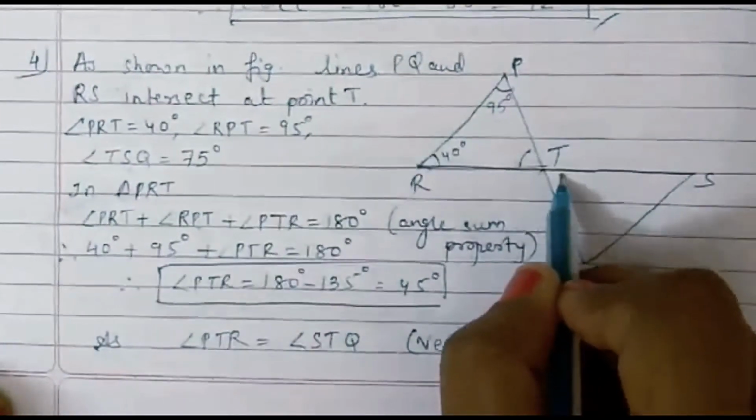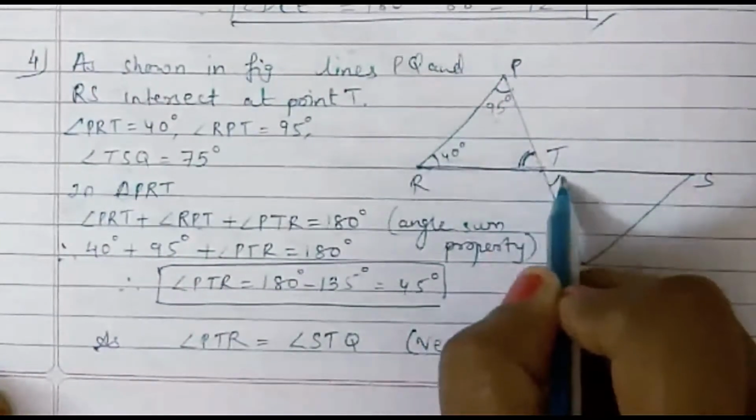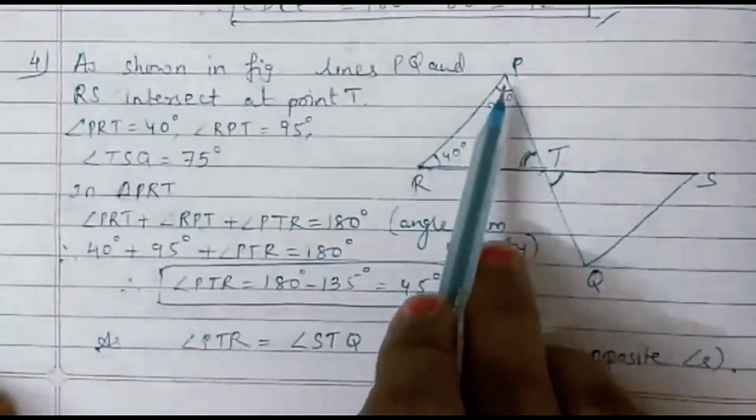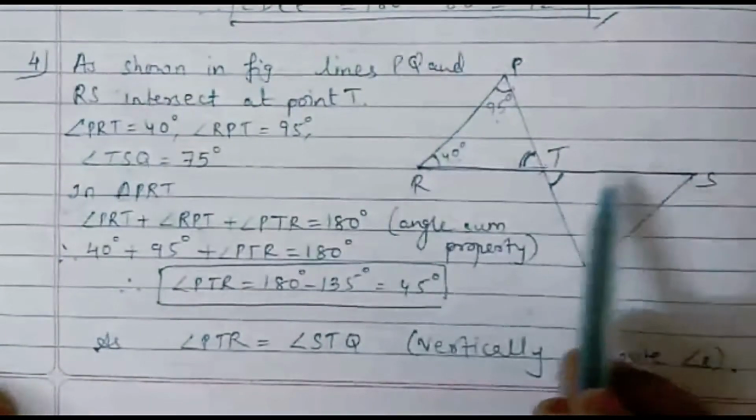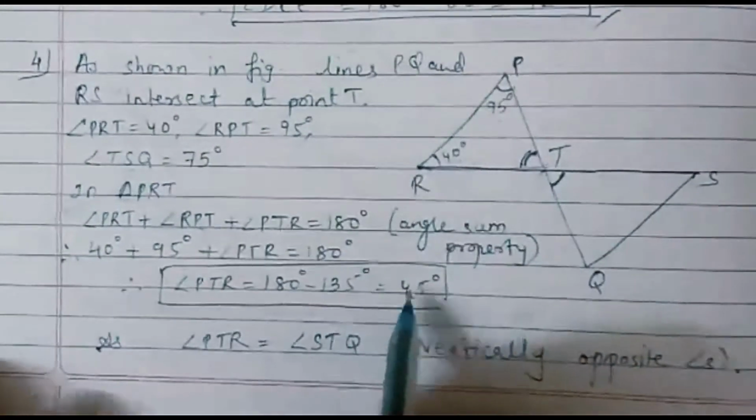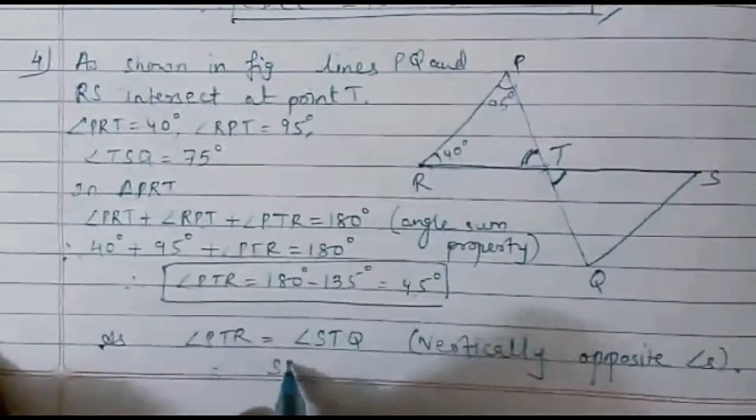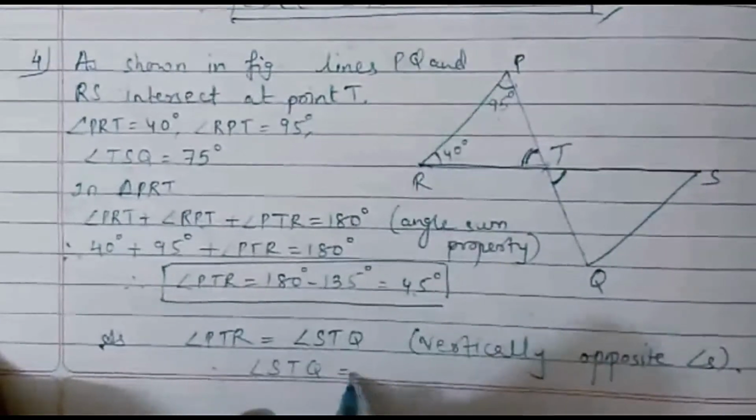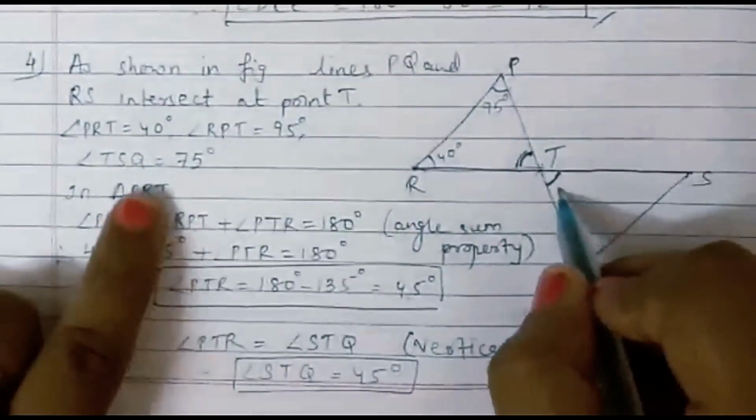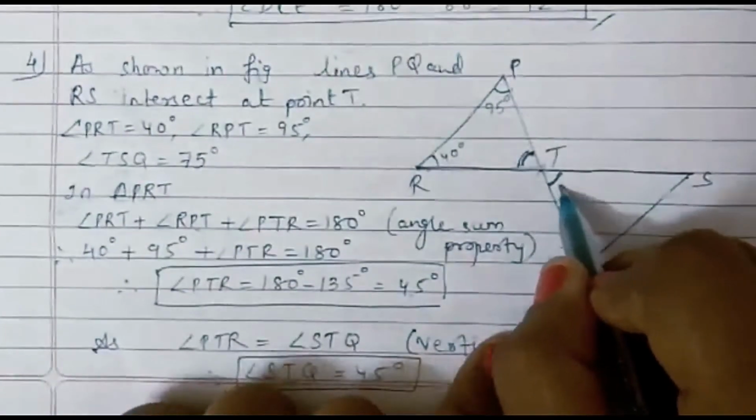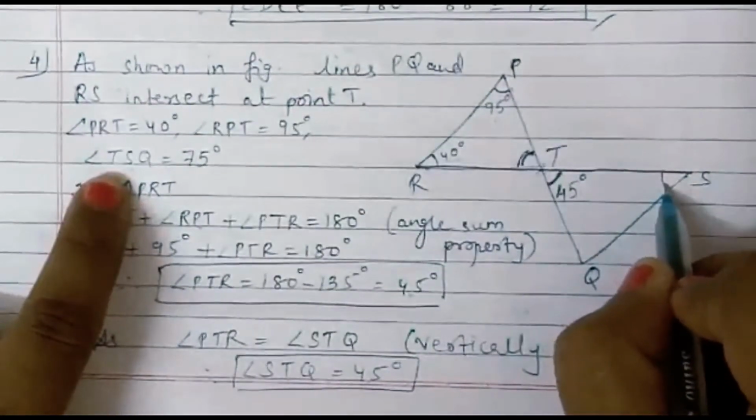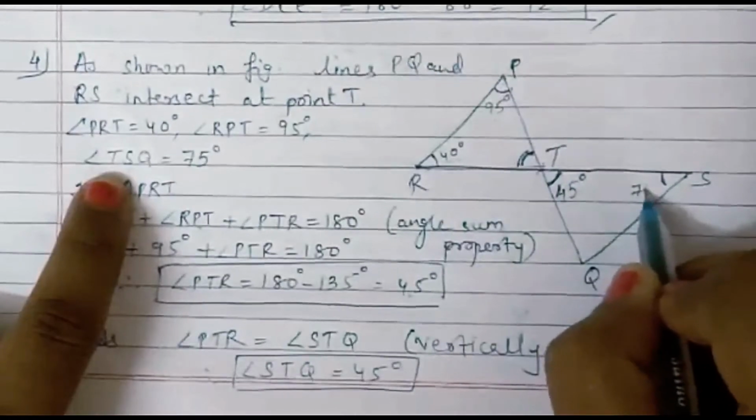Now by vertically opposite angle, we know that vertically opposite angles are congruent. We have learned in the first theorem. So this angle PTR and angle STQ will be same in measure. PTR we have obtained as 45 degree, and so we will get angle STQ is also 45 degree, right? Now you got in the second triangle STQ, this angle is 45 degree. Angle TSQ, means this angle S, will be 75 degree.